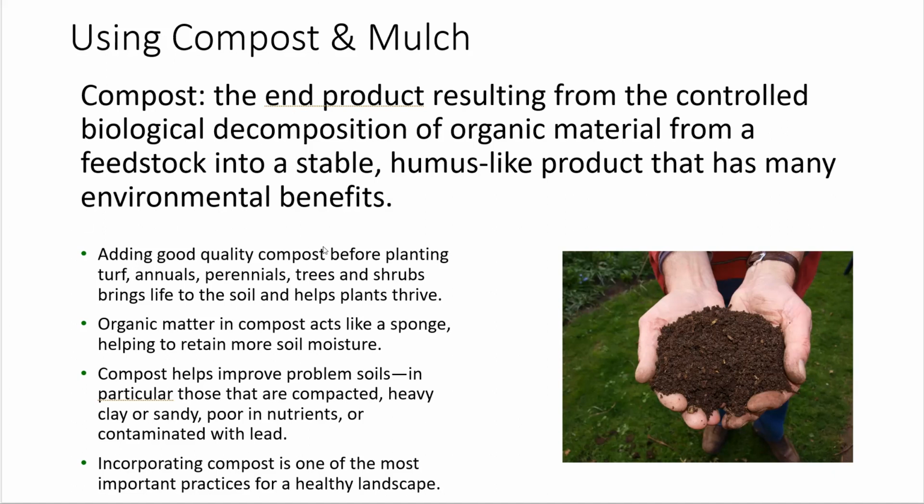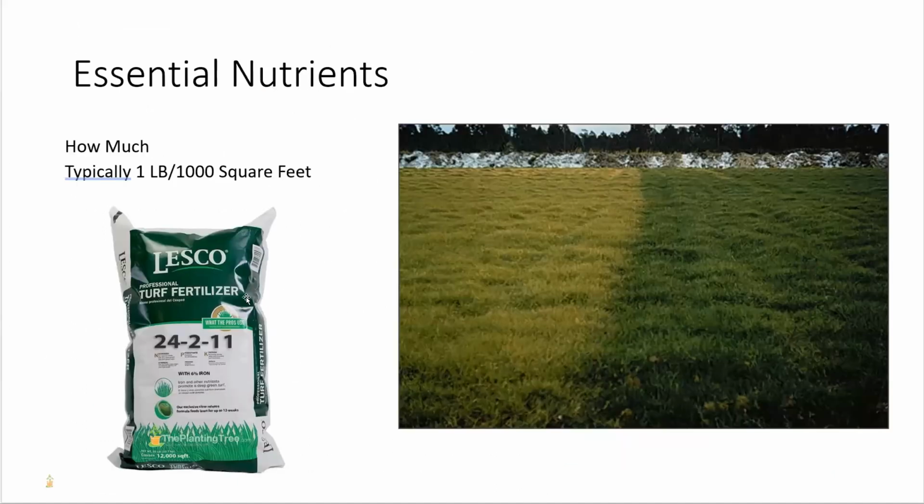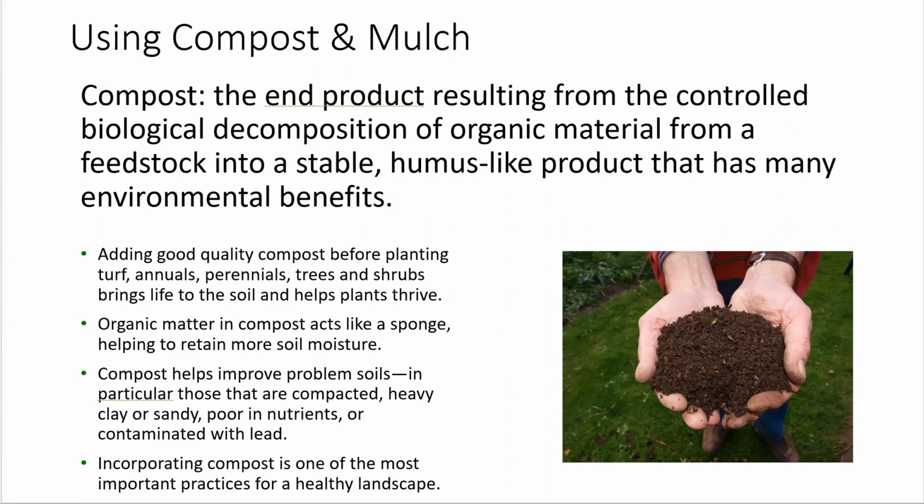So adding good quality compost before planting turf, annuals, perennials, trees, shrubs, etc., brings life to the soil and helps plants thrive. And the real key here is feed the soil, not the plant. In turn, the soil will feed the plant. When we're using products like this, we're feeding the plant. We're not feeding the soil. So these alternatives are working with what Mother Nature developed and figuring out how to increase it, encourage it, enhance it.